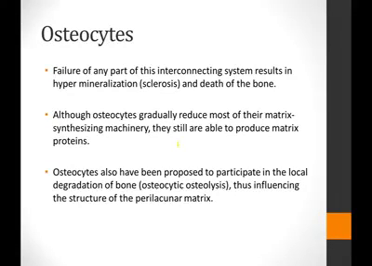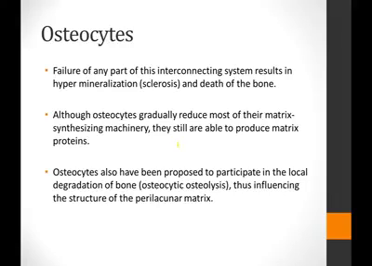Because of this, your bone network is very well connected, and if there is failure in any part of this interconnecting system, that would result in the hypermineralization of the bone and eventually death of the bone, because obviously the interconnecting system has failed. In the particular part where this transfer of information is not happening, bone vitality would be endangered.